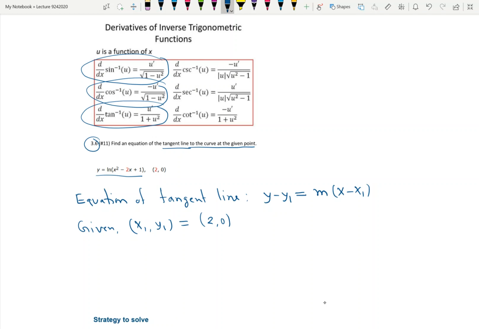What do we need? We need m, the slope. So how can we find the slope? If we take the derivative of the main function, then dy over dx would be the slope. So take the derivative and it becomes dy over dx equals 1 over x squared minus 2x plus 1, times the derivative of the inner function, which would be 2x minus 2.